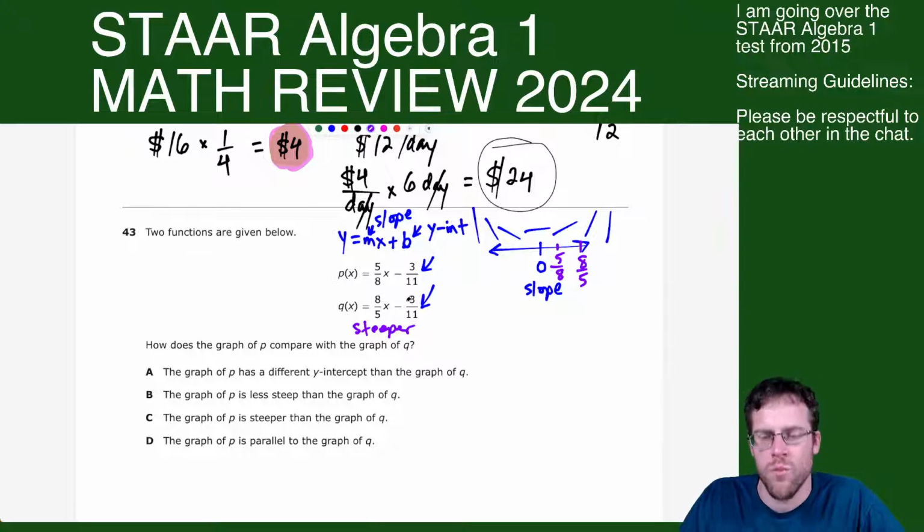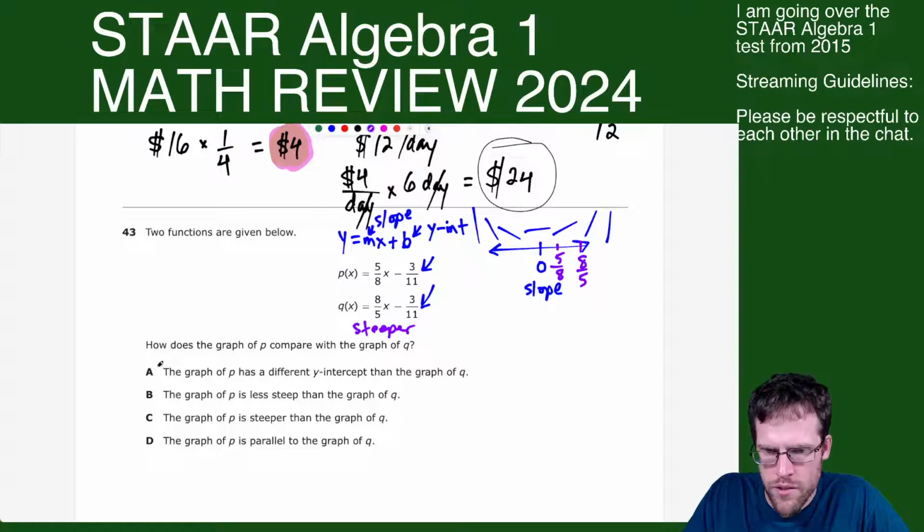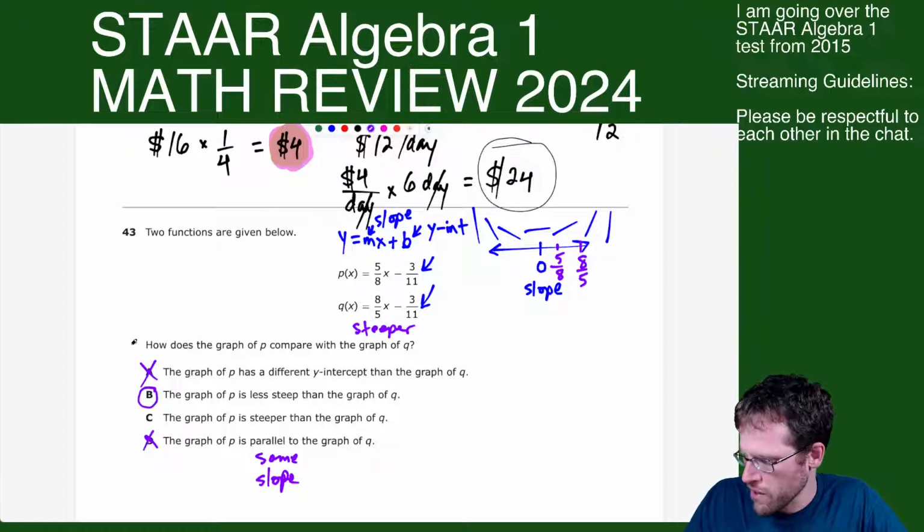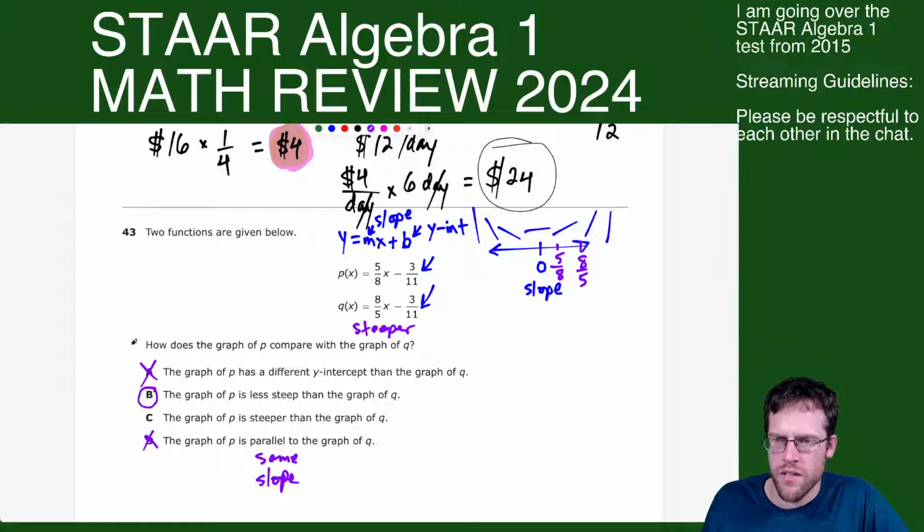Okay, but they have the same y-intercept. So when they say the graph of P has a different y-intercept, nope, that's not it. The graphs are parallel. No, this would be if they had the same slope. If they had the same slope, then they would be parallel, but that's not the case here. So this one's out. So this one, Q, is steeper. The graph of P is less steep. That is the answer. Choice B, because the slope is closer to 0.